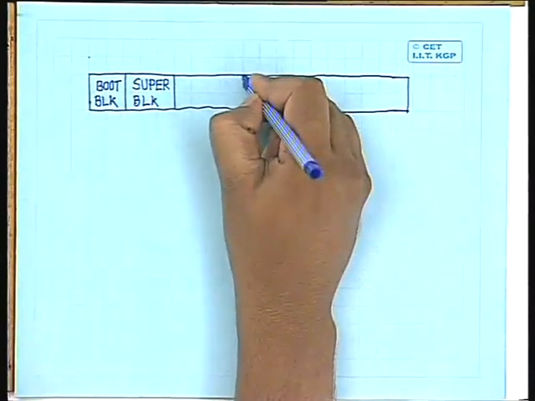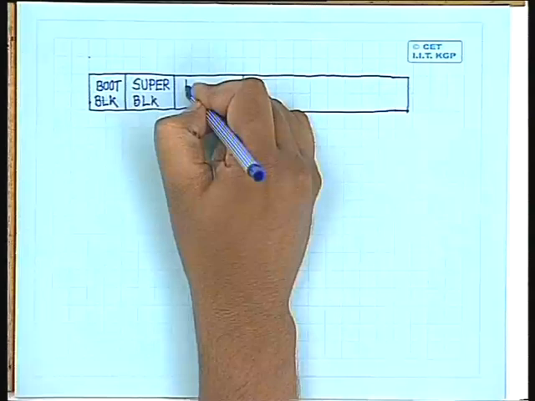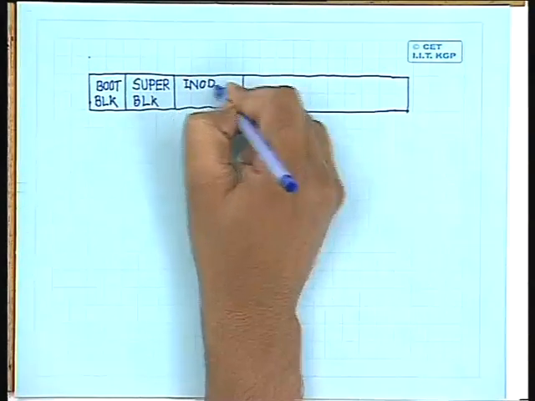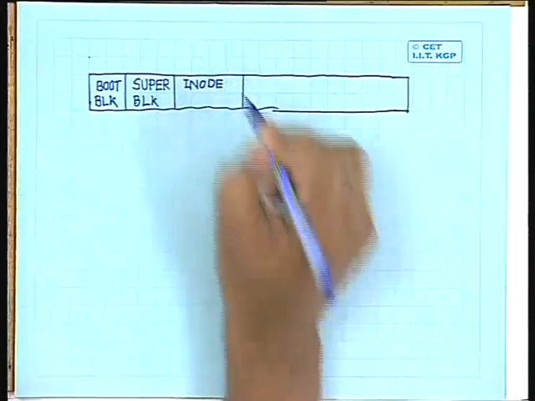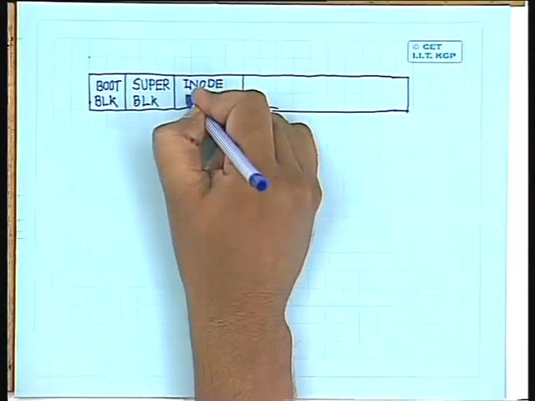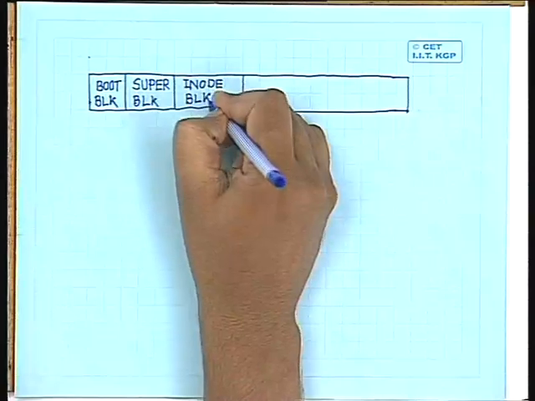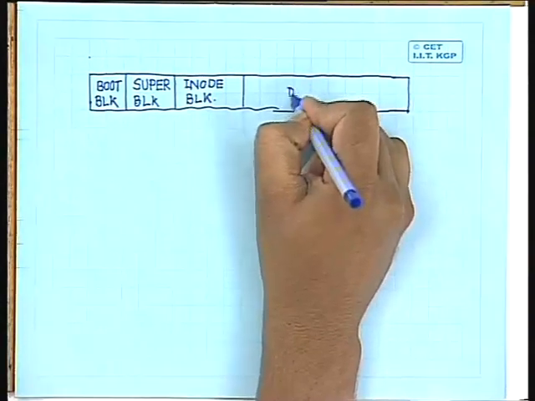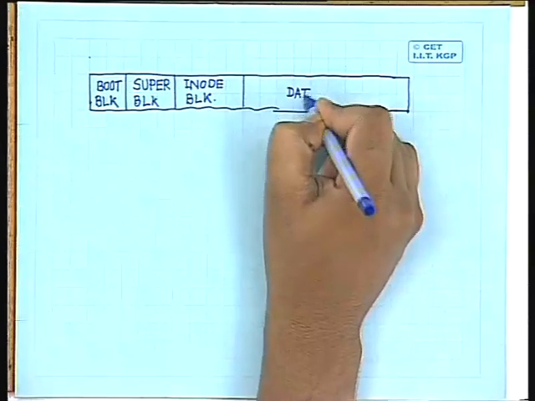The next few blocks are called inode blocks. As I said, a part of the inode contains what we refer to as the FMT or file map table. Okay. These are called inode blocks, and the remaining blocks are actually the data blocks which contain the file data.